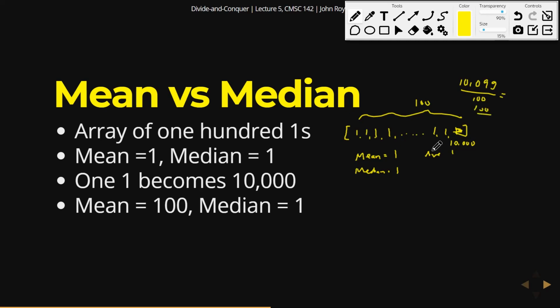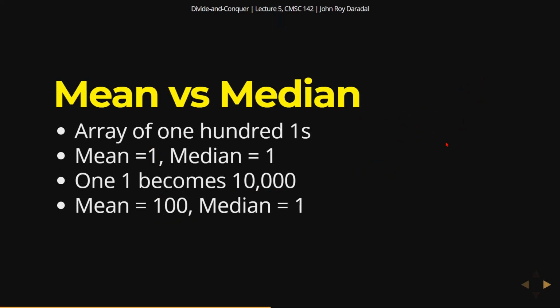So the mean jumps from 1 to 100, but the median remains the same because it's still one of the values here, so the middle part is still 1, right? So even if one item got corrupted, the median did not change, unlike the mean that changed drastically. Okay, so you're already familiar with this from your stats in high school.